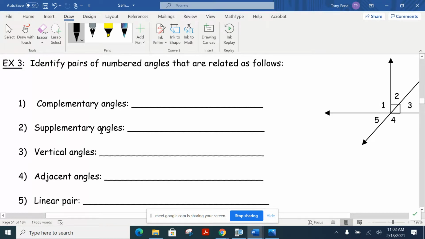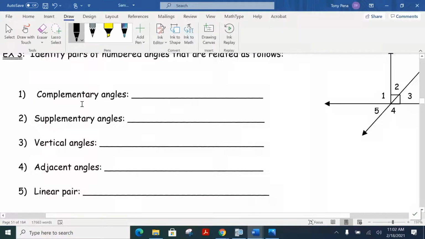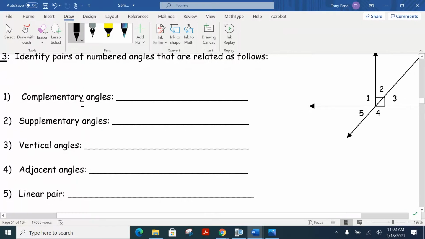All right. Number 3. Look over here. I give you this diagram. And we want to go through and identify all of these now. Complementary, supplementary, vertical, adjacent, and then linear angles or linear pair. Do number 1 real quick. That one we should be able to do. So look at the graph and identify if we have any complementary angles and what they are.